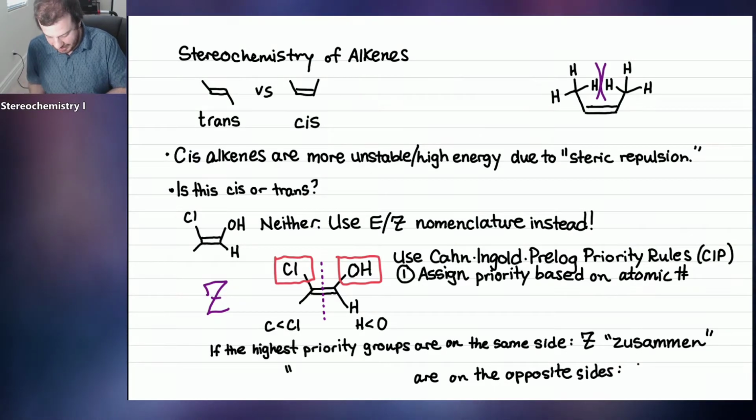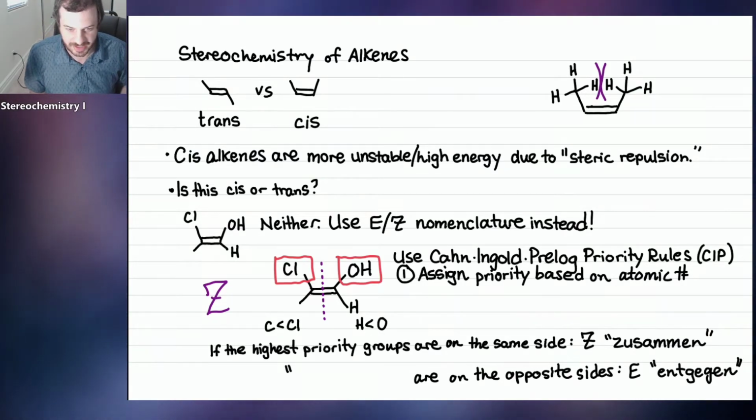we call that E. And that is for the German word entgegen. Again, I'm sorry if I'm butchering the German here, but entgegen, which means different or opposite. So remember, Z means on the same side, and E, entgegen, means on opposite sides. All right, so that's a fun example.